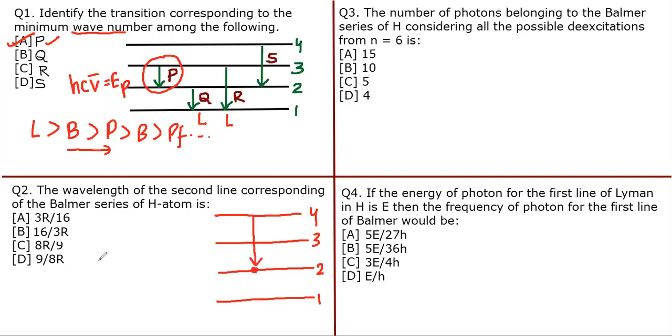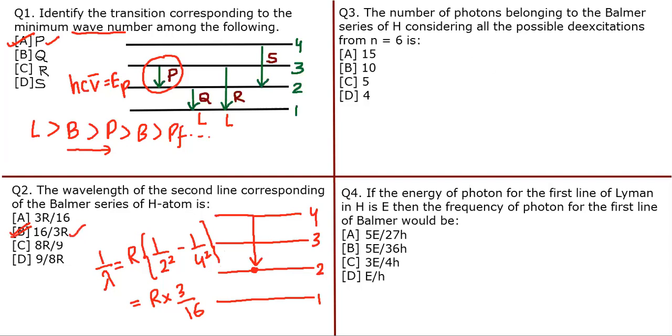Now it is asking the wavelength. So we know that 1 upon wavelength is the wave number, which is equal to R, the Rydberg constant, into 1 upon 2 square minus 1 upon 4 square. If you solve this, you will get R into 1 by 4 minus 1 by 16, that is 3 by 16. Wavelength is just the inverse of this, 16 by 3R. That's option B.